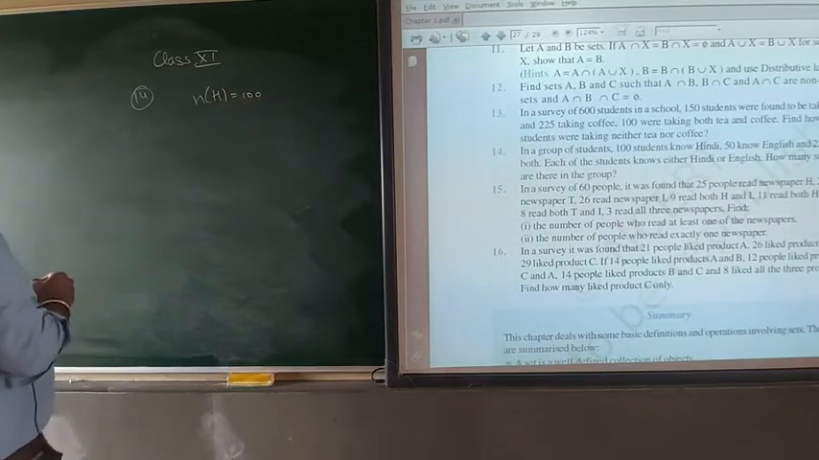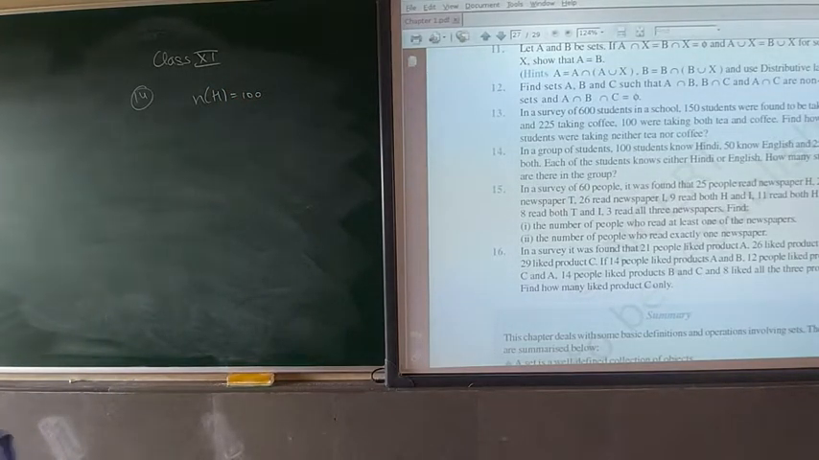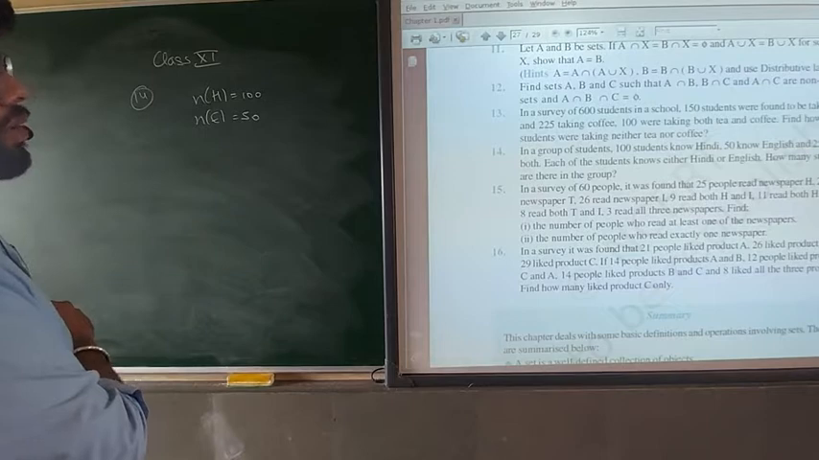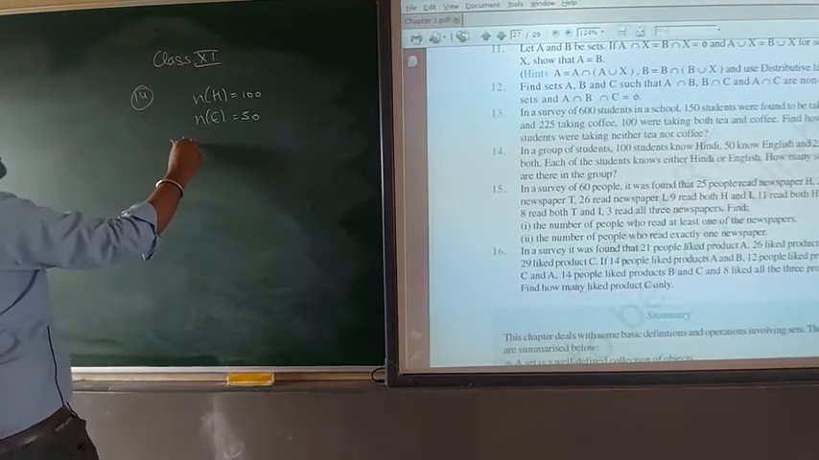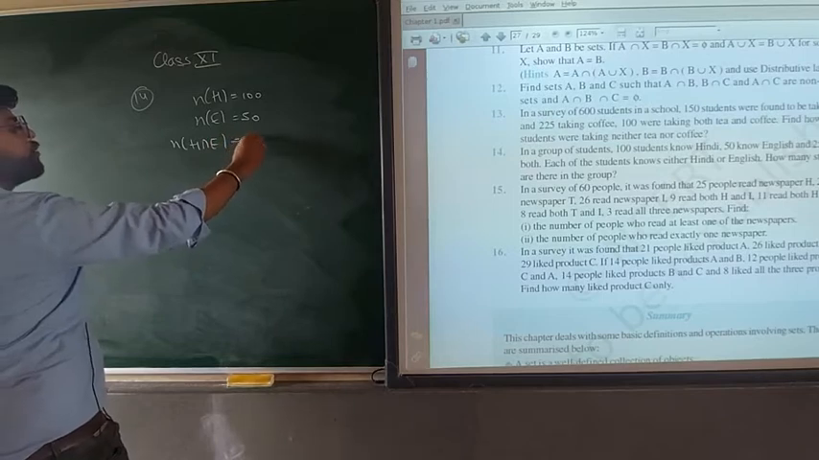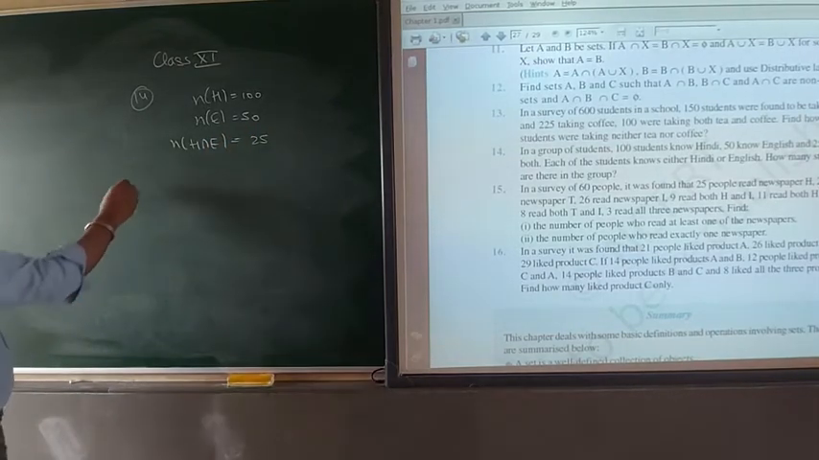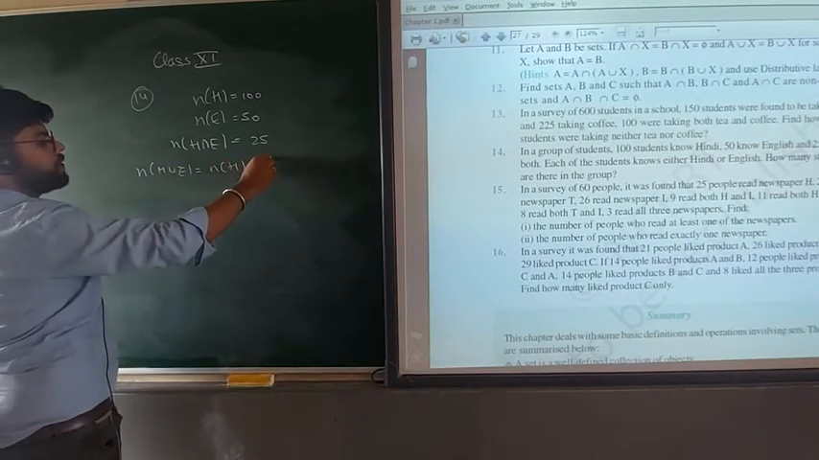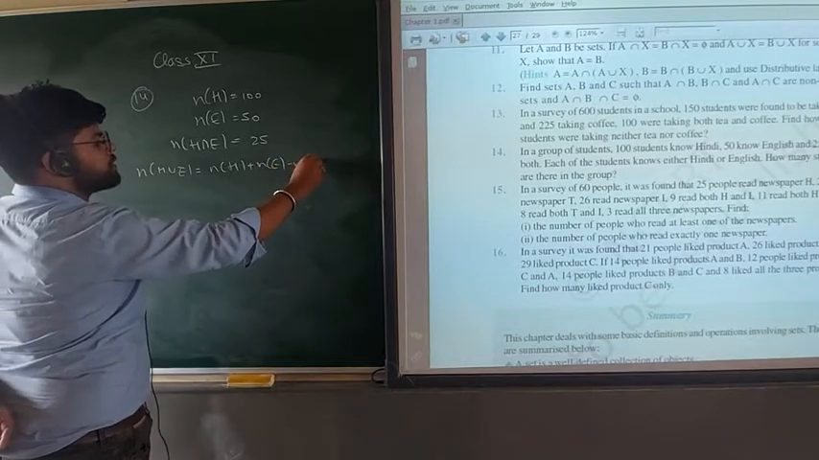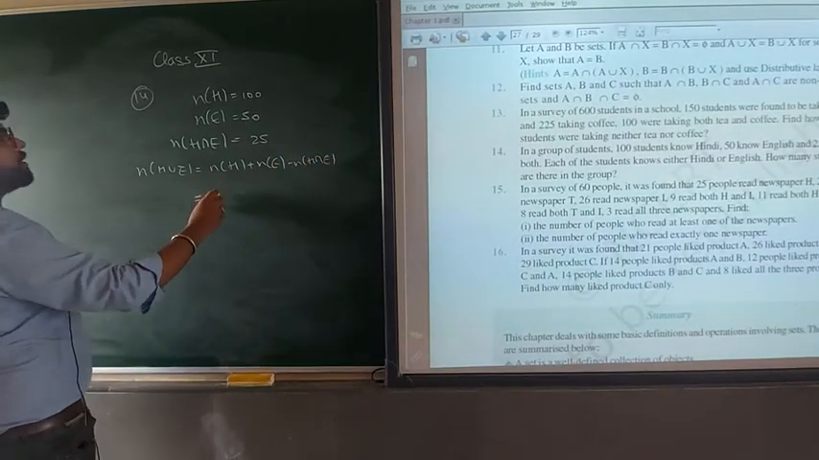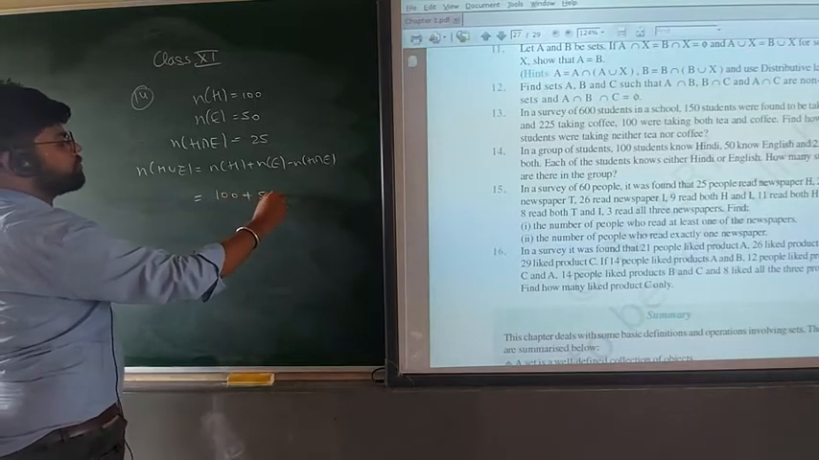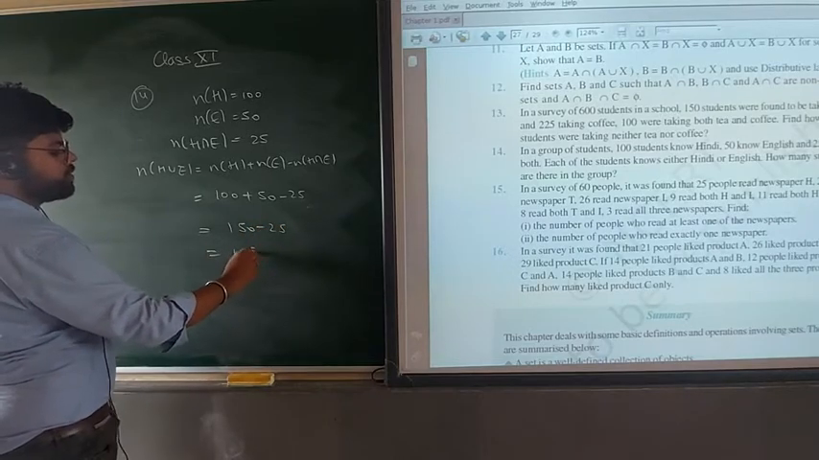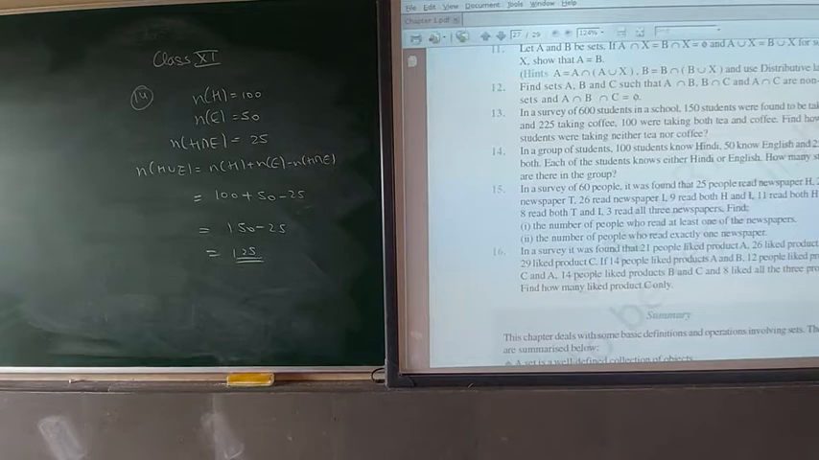So 100 students know Hindi and 50 students know English, and 25 know both. So the intersection is given, 25. Now we have to find the union. A very easy question. n(H union E) is n(H) plus n(E) minus n(H intersection E). Hindi ones are 100, English ones are 50, minus 25. 150 minus 25, so 125 students who will speak either Hindi or English.